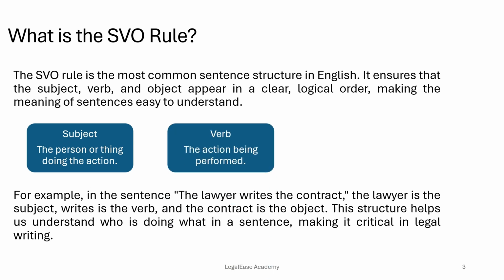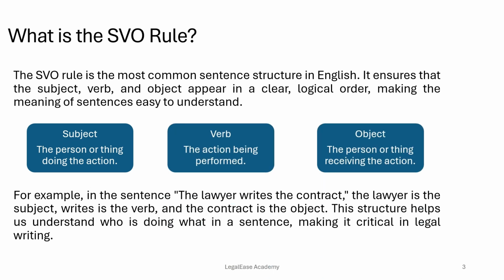So here we have examples then of the subject, the verb, and the object, and the definition of each one. So the subject of any sentence is the person or the thing that is doing the action. The verb is the action being performed, and the object is the person or thing receiving the action. So subject, verb, and object.